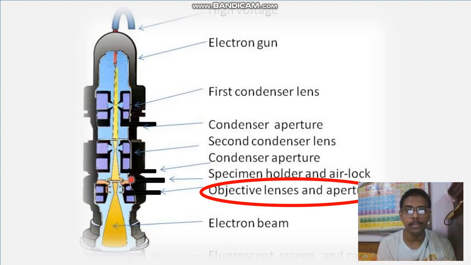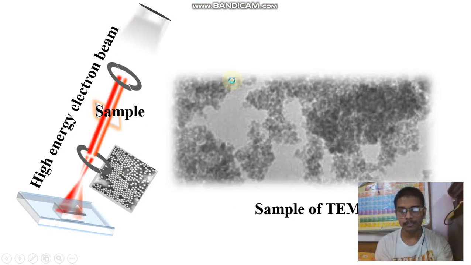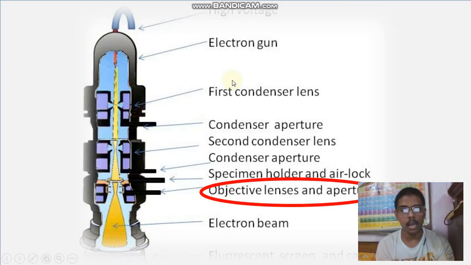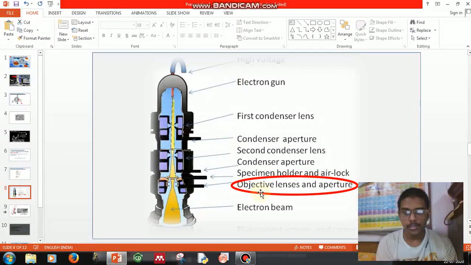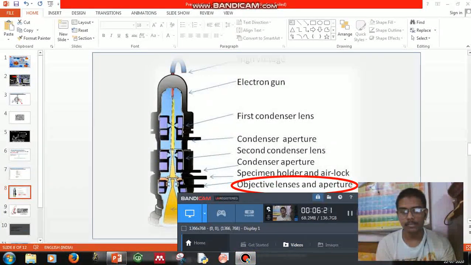You know why the aperture is used: to remove the elastically scattered electrons. Then the electron beam comes from the specimen and goes to the bottom screen, which is called a fluorescence screen, and makes the image. This is projected to another screen which is directly connected to the computer and gives us the image. We will see in the next slide how the image formation happens in more detail.